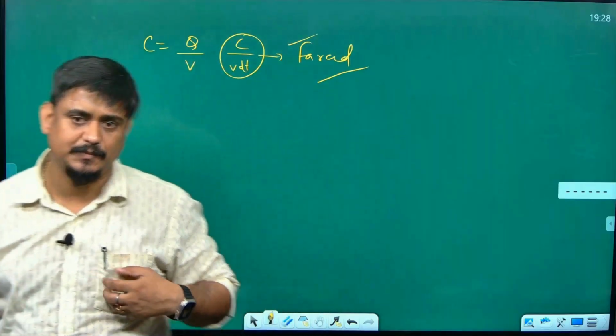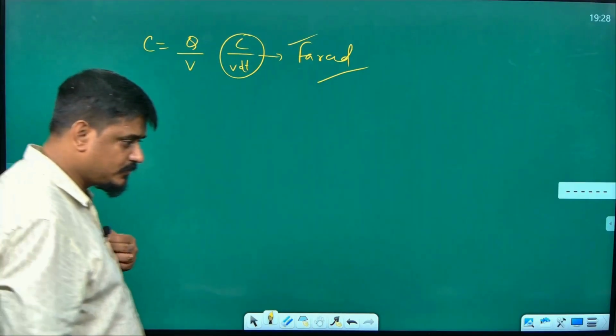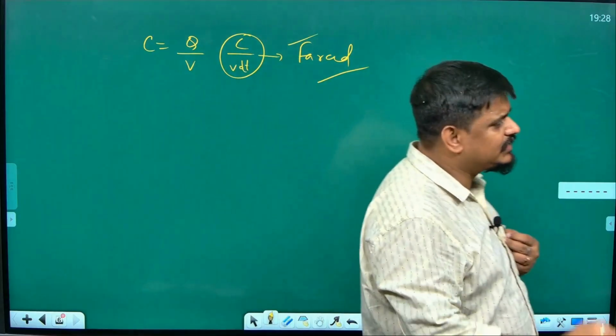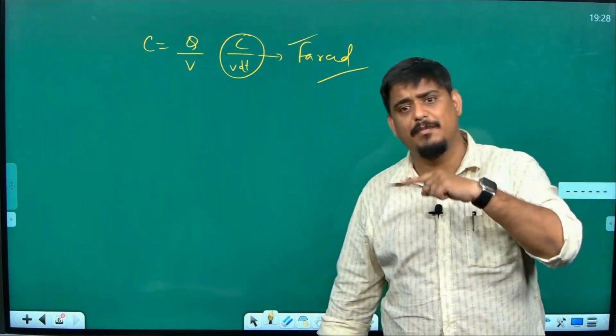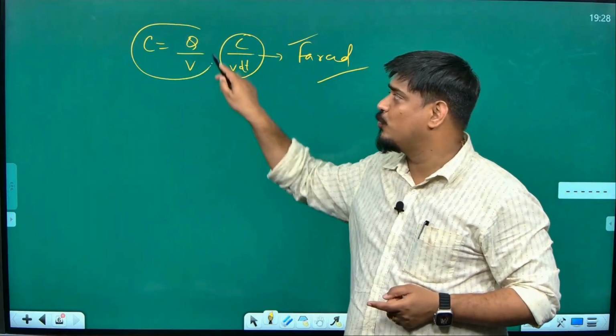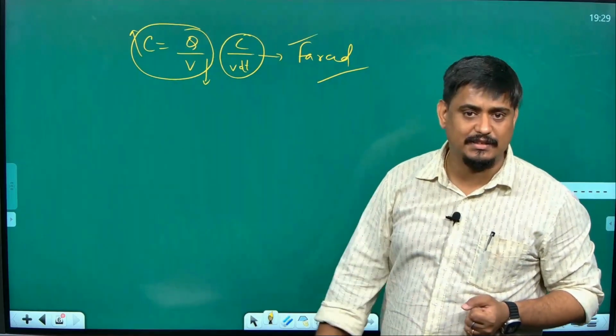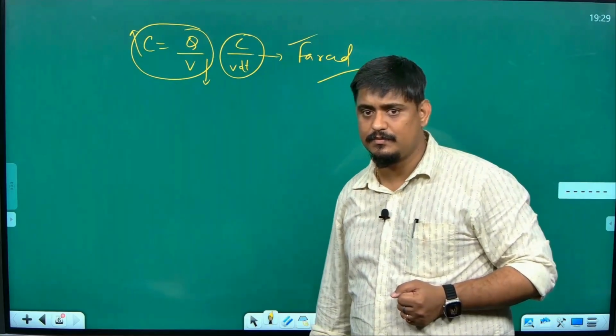Sir, what you are trying to say was that reduced resistance means increased capacitance. Reduced resistance I did not say. I said reduced potential means increased capacitance, because the formula is C is equal to Q by V. If you reduce voltage, obviously capacitance will increase. Then does it have any relation with resistance?